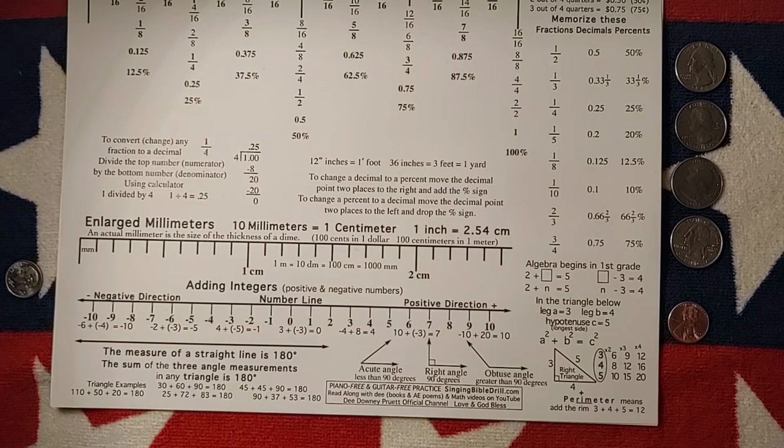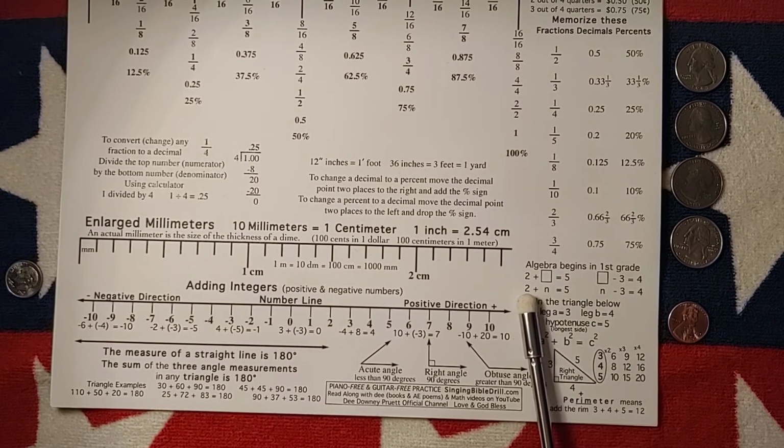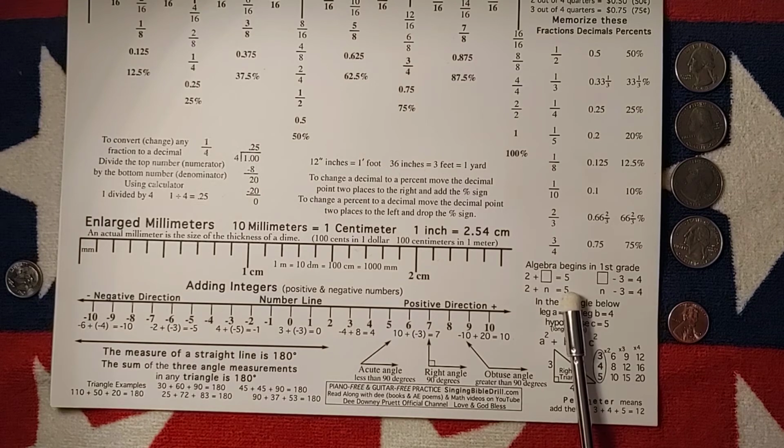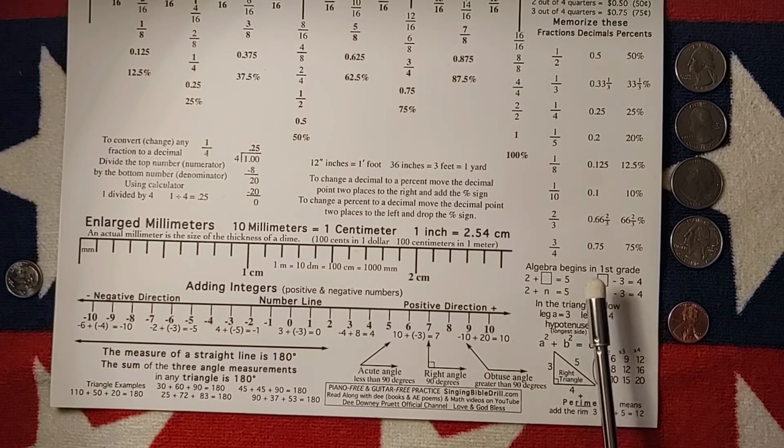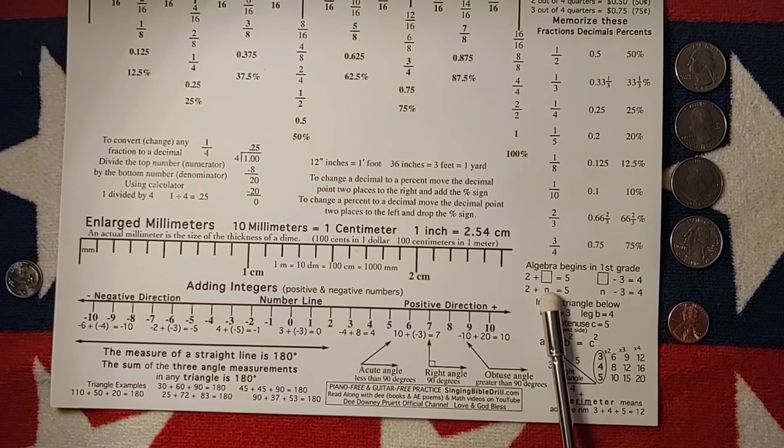I have taught adult education, and so many students come in and say, I can't do algebra. And I say, you've been doing algebra since the first grade. In first grade, you probably saw problems like this: 2 plus a box is equal to 5, or 2 plus a blank is equal to 5. All that box is, it's the unknown. It's the answer. It's the solution.